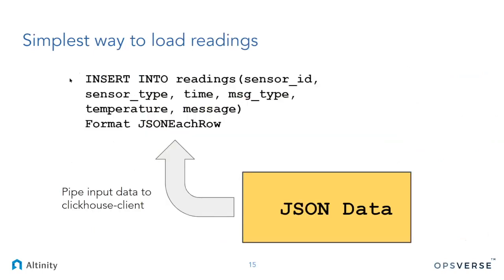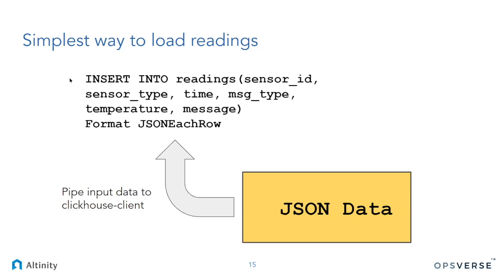Here's an example. So I have that readings table that I created, and I'm just going to say, hey, insert into readings, and I give the columns that I'm inserting into, and then I have this expression at the end, format JSON each row. And that just says, hey, instead of having an insert with a values clause, I'm just going to be reading a bunch of JSON data. And then what you can do is you can just pipe this input data into ClickHouse client, which is the standard client. There's other ways to do this, but it will basically suck this JSON data in, parse it, and then automatically assign each row to the appropriate columns. So this is incredibly simple to load data in.